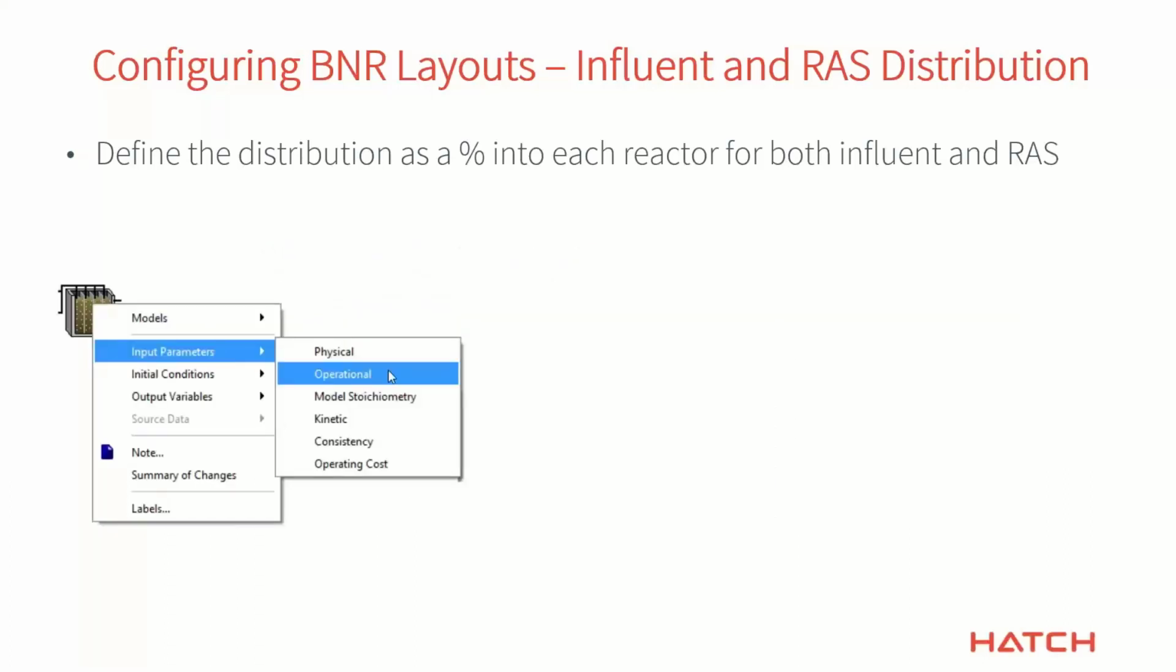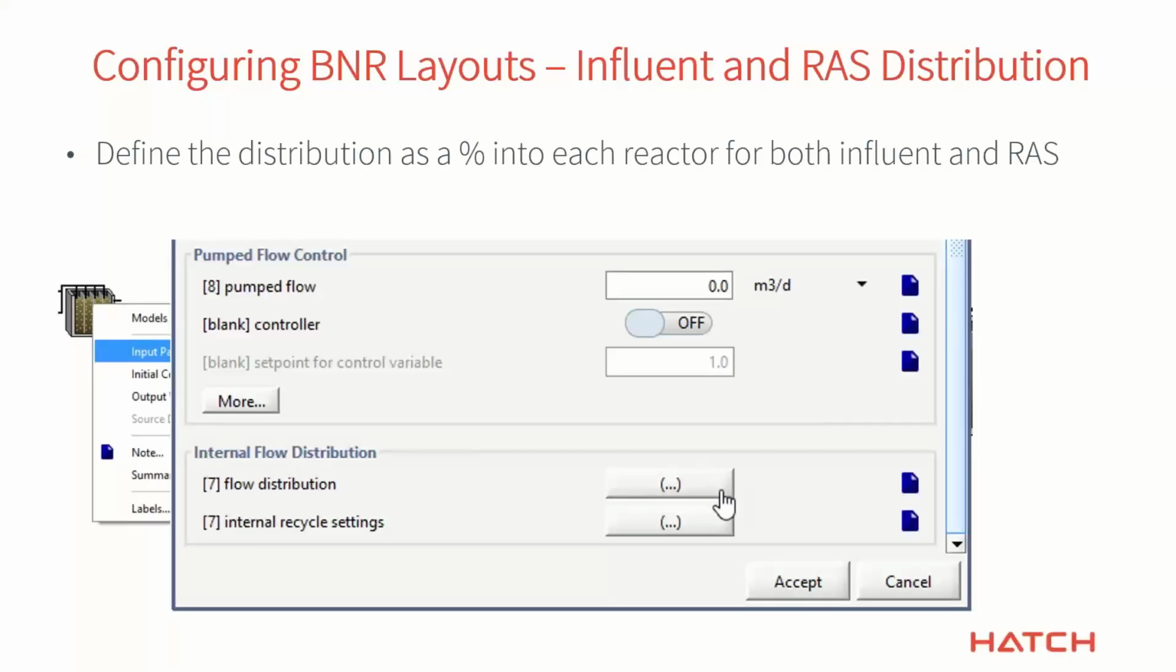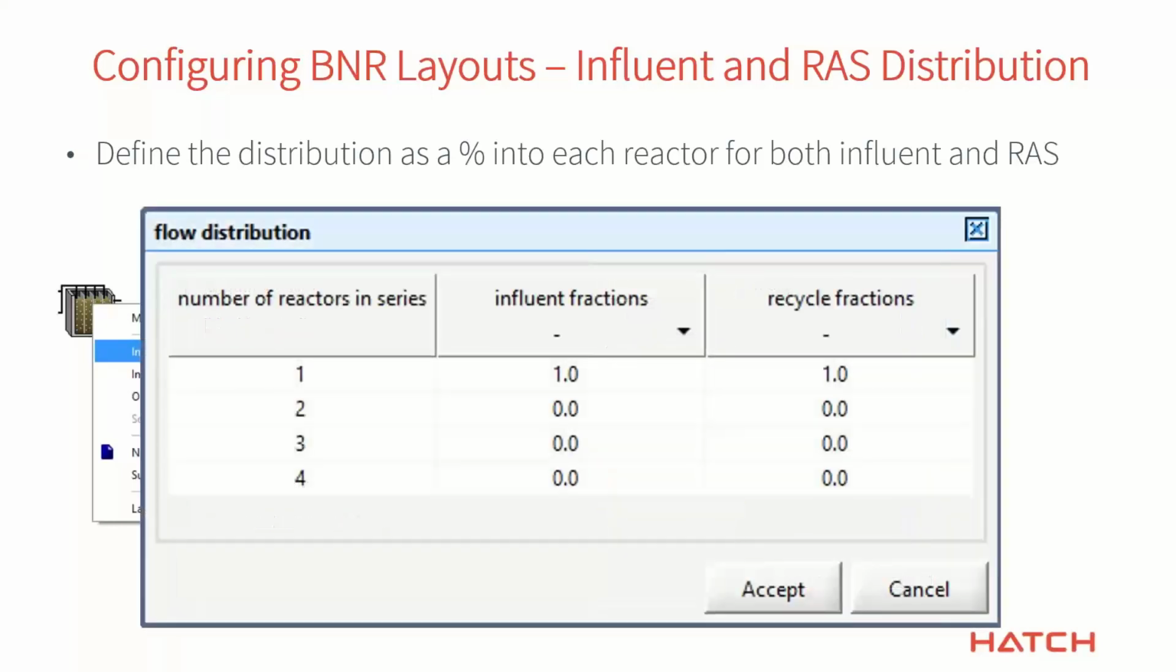So that's the default. And now this is a place where you may need to come in and change something. So if you go to the input parameters menu, go to the operational settings, and then scroll all the way to the bottom of this menu, and then you will find the flow distribution settings here. Hit this button, and then you'll get a table that looks like this. So this is our 4 reactors that are in series. So this is the front. And we can see here that 100%, this is a fraction between 0 and 1, 100% of it is going into the front end of the tank. This is where we specify how we would like that to work.